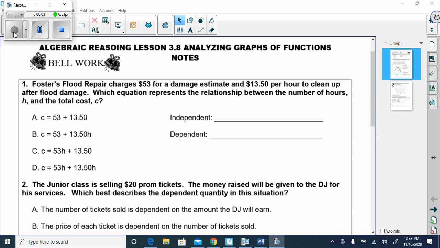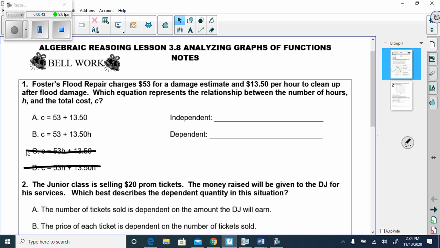Foster's Flood Repair charges $53 for a damage estimate and then $13.50 per hour to clean up after flood damage. Which equation represents the relationship between the number of hours H and the total cost C? So first we're picking the correct equation. They're going to get charged $53 no matter what, right? Are they getting charged $53 per hour? No. So we can eliminate these two because they say 53 per hour or 53H.